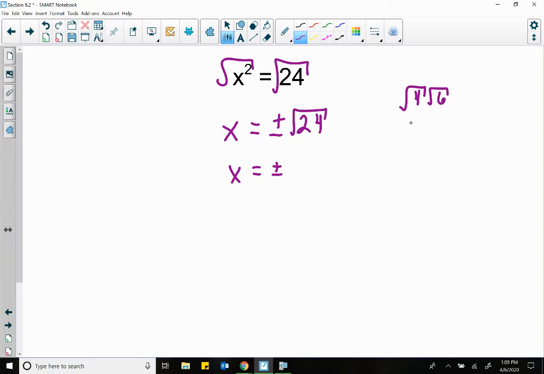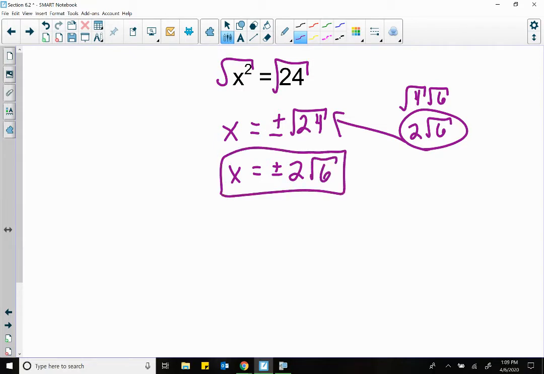What's the square root of 4? That's 2. And the square root of 6. So this part is going to replace the square root of 24. So our final answer really is plus or minus 2 square roots of 6. Okay?